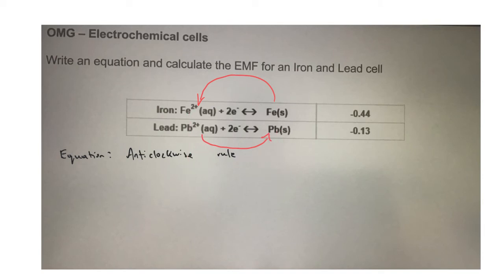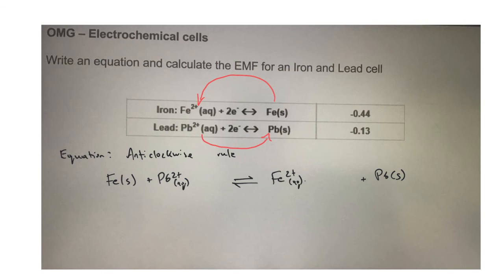Now I'm going to combine these equations. So I've got Fe solid, and then I've written the beginning of this one. So now I'm going to write the beginning of my lead equation. Plus 2 electrons. Make sure I include my state symbols. And then I'm going to finish off my equation. Finally, I know I've got 2 electrons on either side, so I'm going to cancel those electrons. So that is my equation.